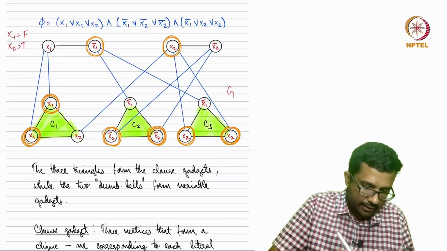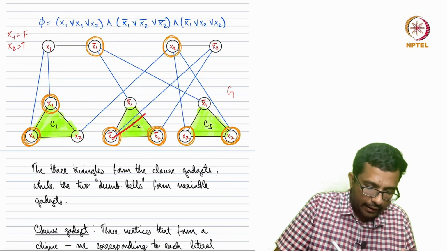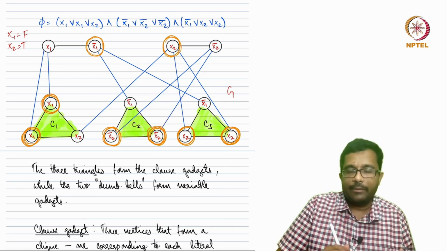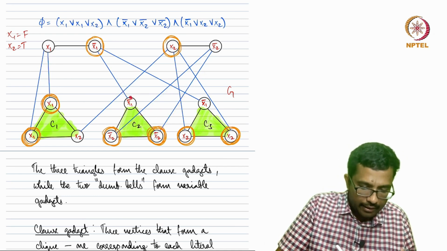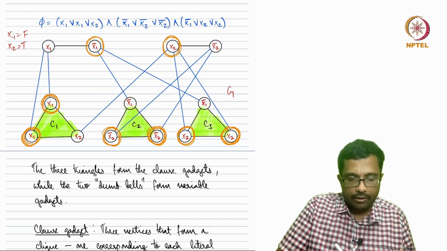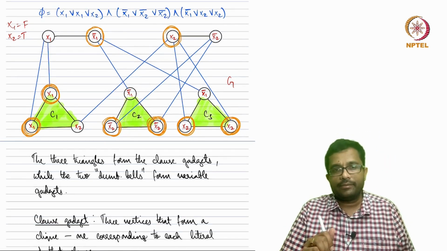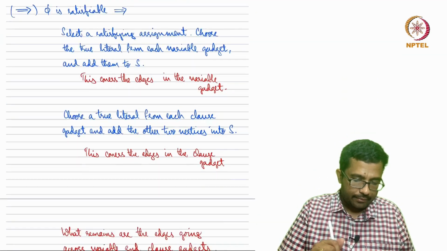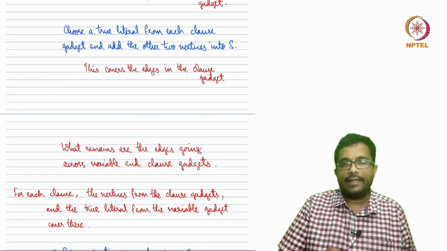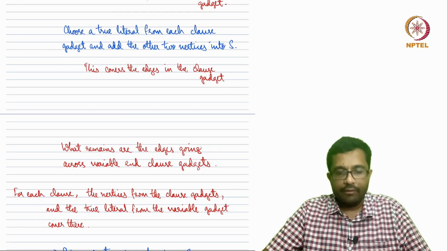So if you look at this clause, there are three edges coming out going to the variable gadget. These two are anyway covered. What remains is this, and this x1 complement was not picked because it was a true literal, which means the other endpoint must be selected. So that covers all the edges. Hence the selected vertices form a vertex cover.